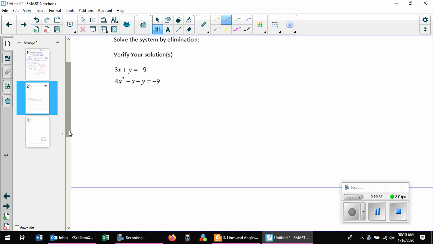Okay, it's easier to get rid of y, because this is a 3x, that's a single x. I just have to subtract it. I will also tell you why I would want to get rid of that.